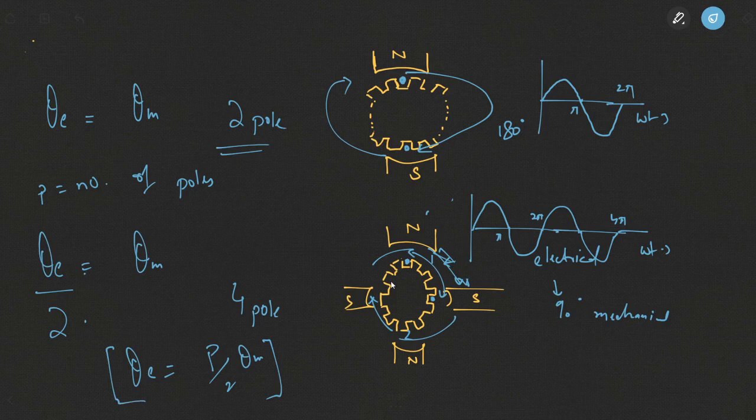Fine. So in this case also you can see, if you put P equal to 4, 4 by 2, theta e 180 is equal to 2 into 90. Accordingly, you can derive the electrical angle or the mechanical angle for different pole cases.